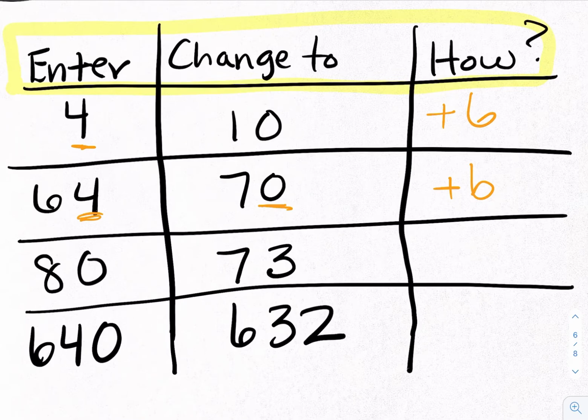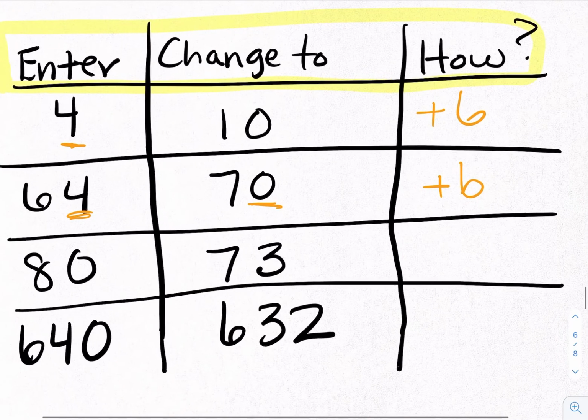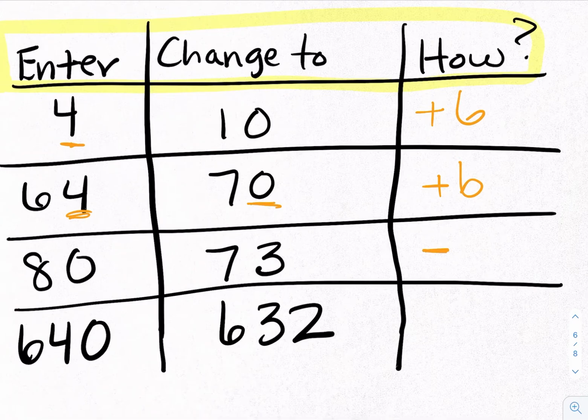What happened if I put 80 in and I changed the number to 73? What happened? Did it get bigger or smaller? Well, 80 is bigger than 73, so it definitely got smaller, so I have to subtract. And again, think group of 10 minus something equals 73. Hopefully you said 7. And again, let's look at the last one.